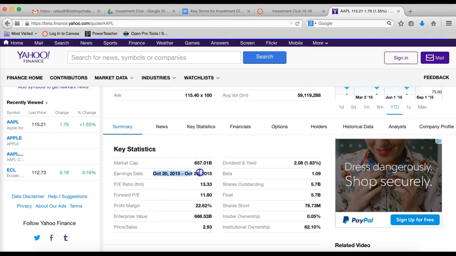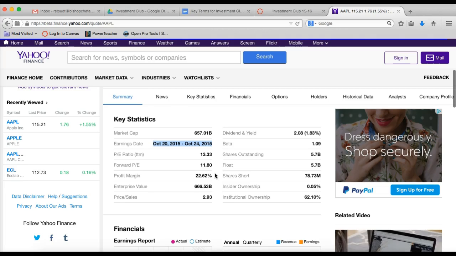Earnings date is just telling you when they're actually going to release their earnings. The company has to release data and information about how much money they actually made in the last quarter. The year is divided into 4 quarters, and so they will release that to you.